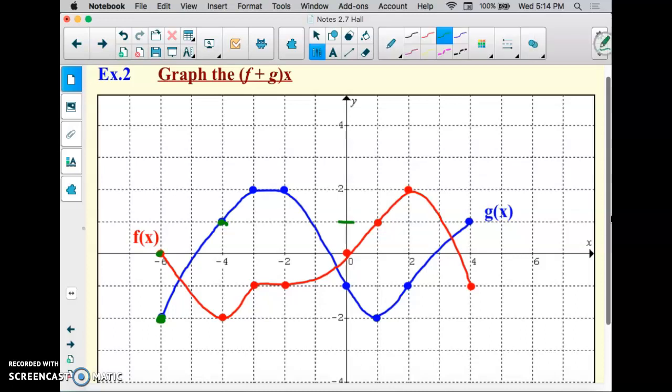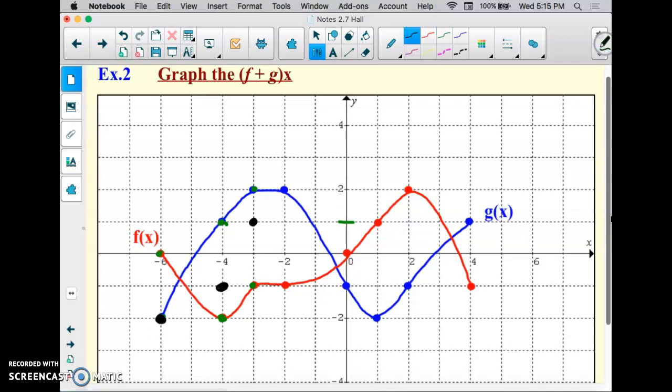And this value of y is negative 2. When I add those up, 1 plus negative 2 is negative 1. I'm actually going to use black so you can see the points that I really want to use. Green ones are just to get me to add them up. Negative 1 plus 2 is a positive 1, right there.